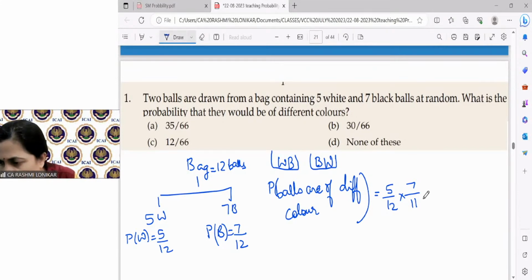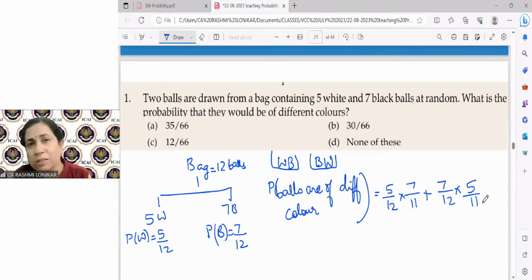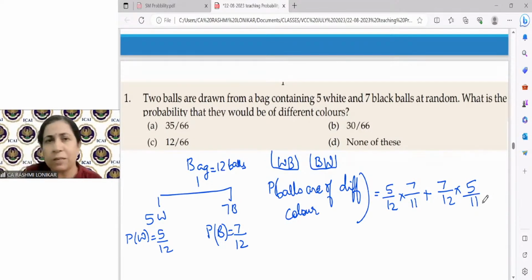And the second scenario is I got a black ball first. So black, there are 7 balls, 7 upon 12 into, there are 5 white balls, upon 11. Why the 11? Why not 12? Because once I've taken out one ball, I'm not replacing it in the bag. So once I take out one ball, the number of balls remaining in the bag is 11.